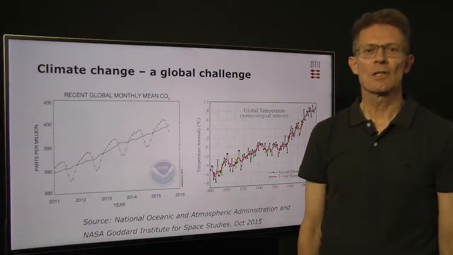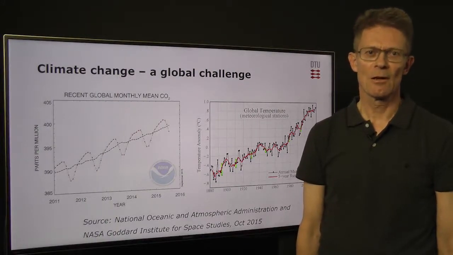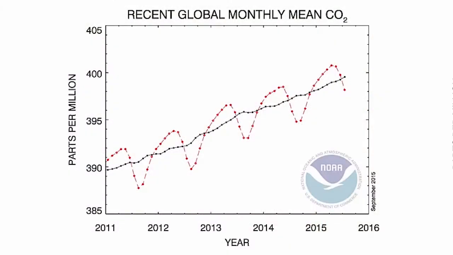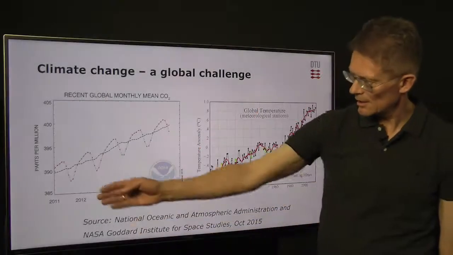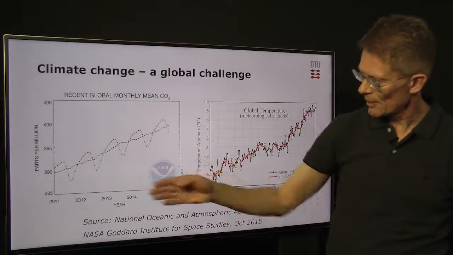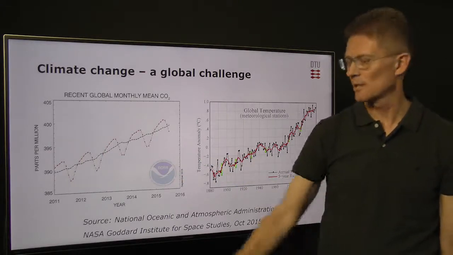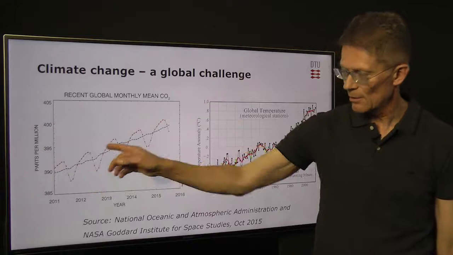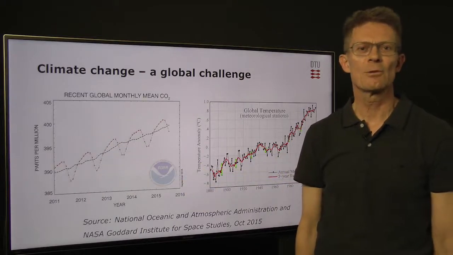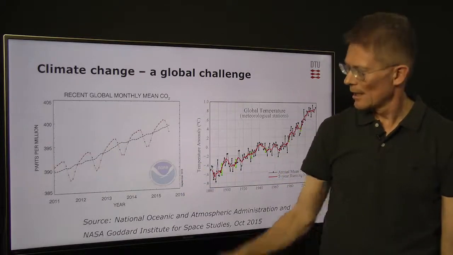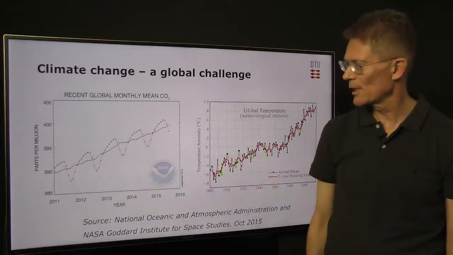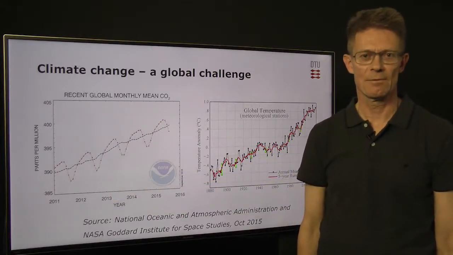First we will look at the global challenges of climate change. On the left-hand side you can see the global monthly mean of CO2, carbon dioxide, in the atmosphere of the Earth. And you can see that it's increasing gradually from 390 to 400 parts per million. What you can also see is the red curve, which shows that the CO2 content of the atmosphere is increasing in the winter time and decreasing in the summertime when we have the photosynthesis active.